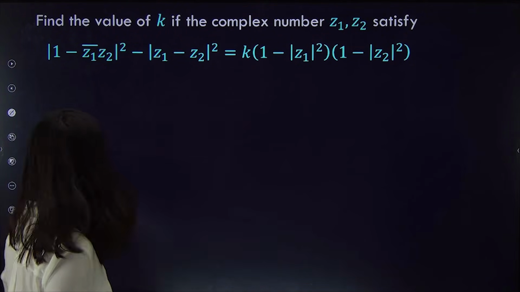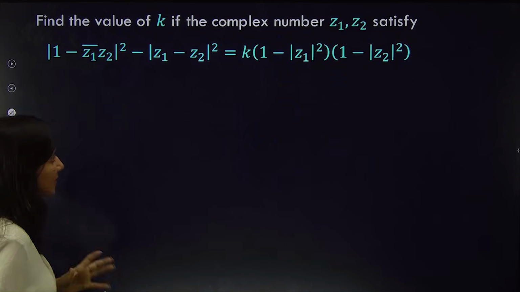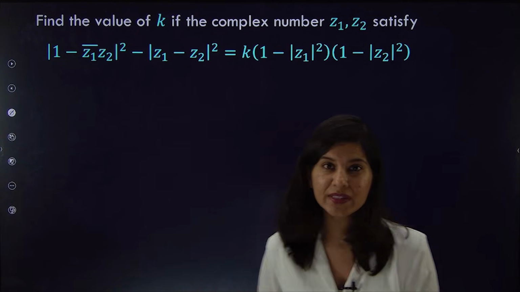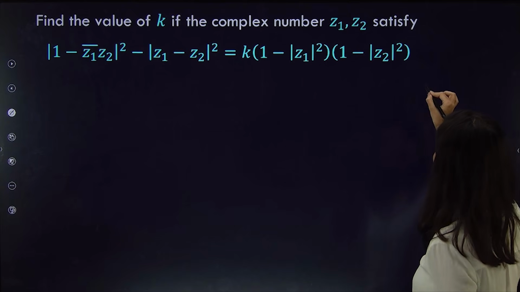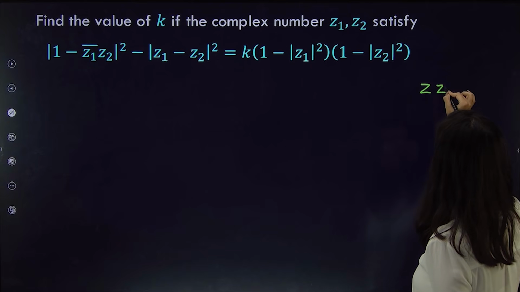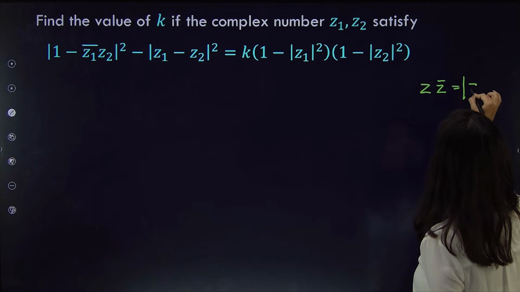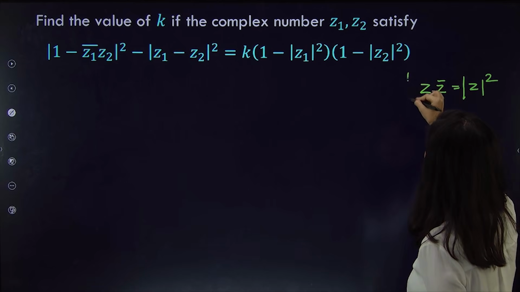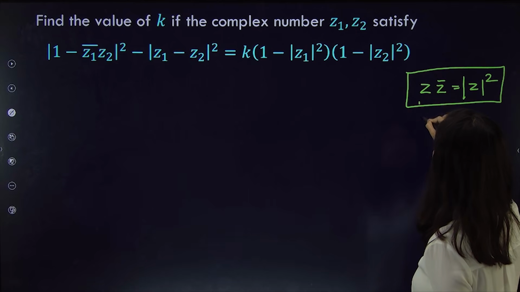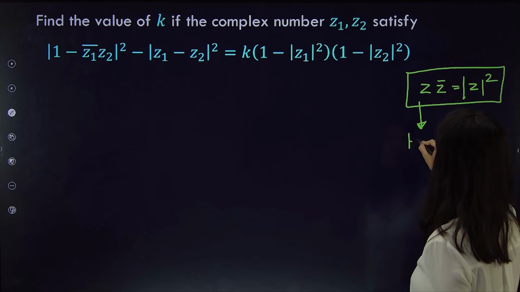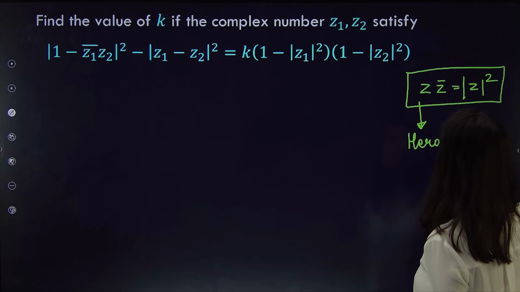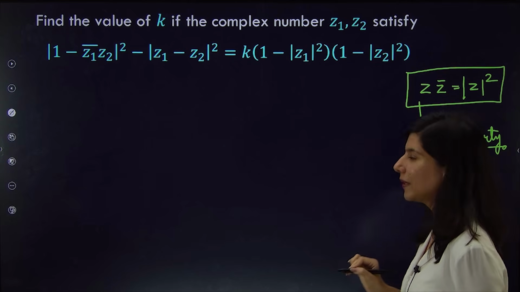I have told you that a lot of problems are done by this very property, which is z bar times z is equal to mod z squared. Hero property of complex numbers. Very good property.